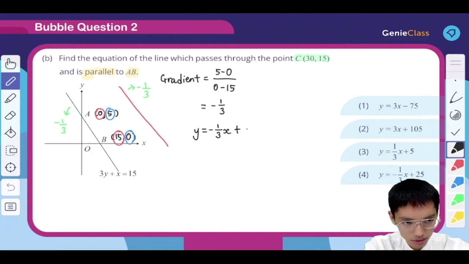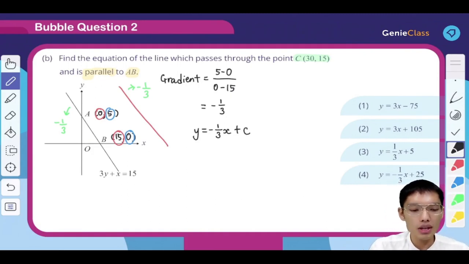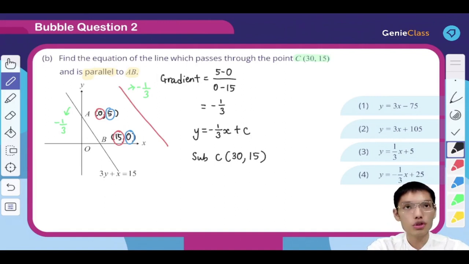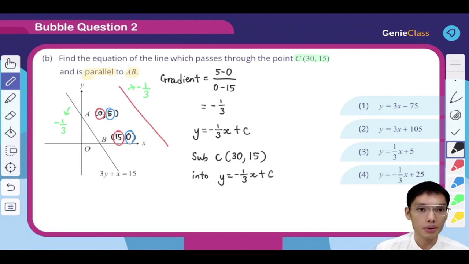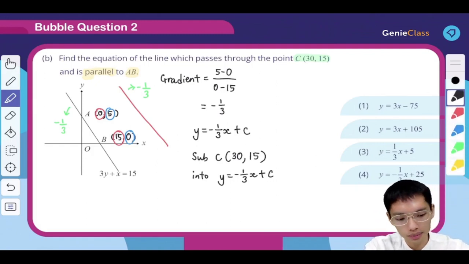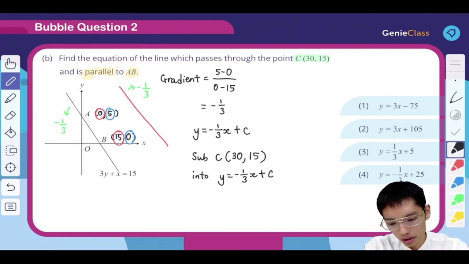Now following up from there, once you have the gradient, y equals -1/3x plus c. Then what happens? You have the point, so you just substitute it in. Substitute the point C, 30, 15, into my line y equals -1/3x plus c. Before I carry on, Chen Zheng, do you understand my explanation of why the ratio should be 1:1? Okay, perfect. Let me move on.